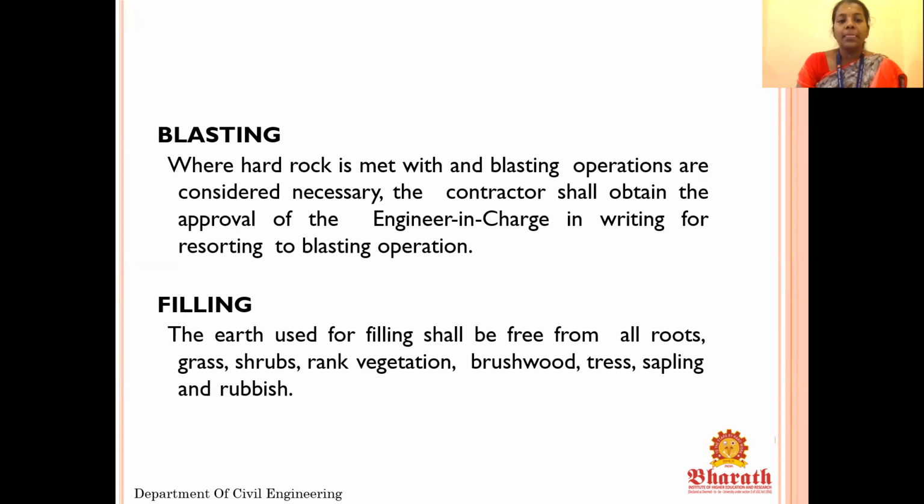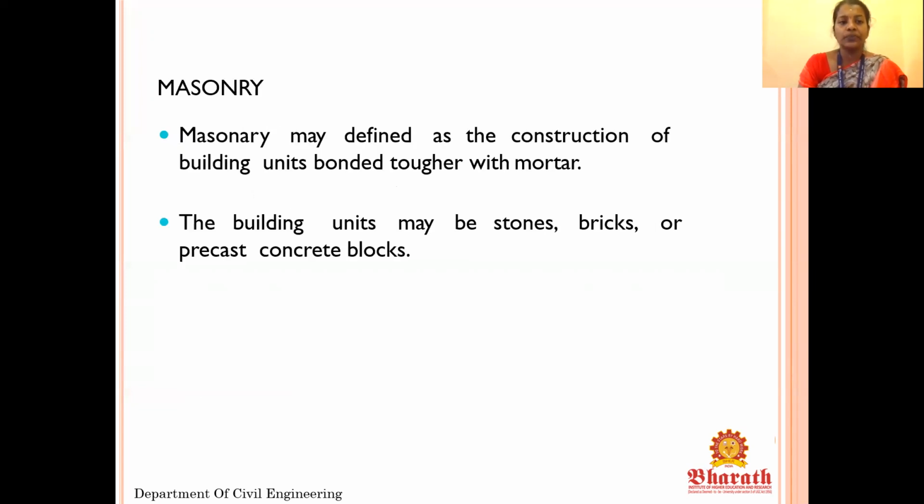So, filling. The earth used for filling shall be free from all roots, grass, shrub, trunk, vegetation, brushwood, trees, saplings and rubbish. This is nothing but after the earthwork excavation is over and the foundation is done, the filling will be made again. So how should that filling be done? All the earth should be free from roots, grass, shrub, trunk, vegetation, brushwood, trees, saplings and rubbish.